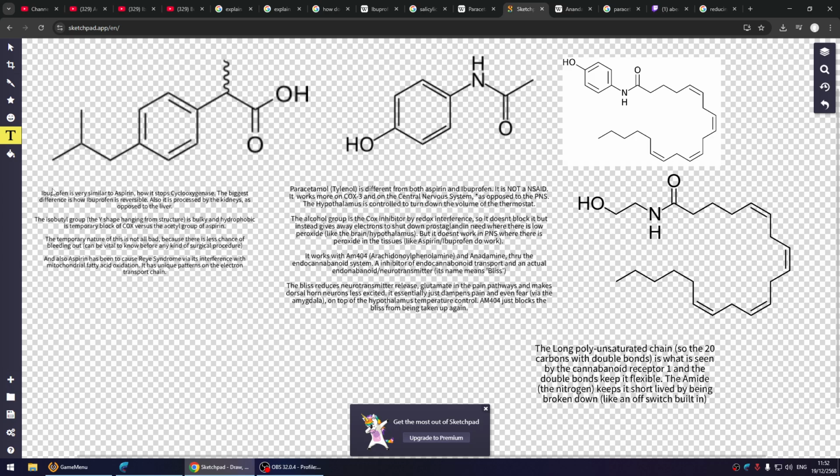I am talking about not aspirin, but ibuprofen and paracetamol, otherwise known as Tylenol. As you can see, ibuprofen is very similar to aspirin in function, how it stops cyclooxygenase. The biggest difference is that it's reversible, and it's processed by the kidneys as opposed to the liver. And the structural difference you see is this isobutyl, which is four carbons: 1, 2, 3, 4.